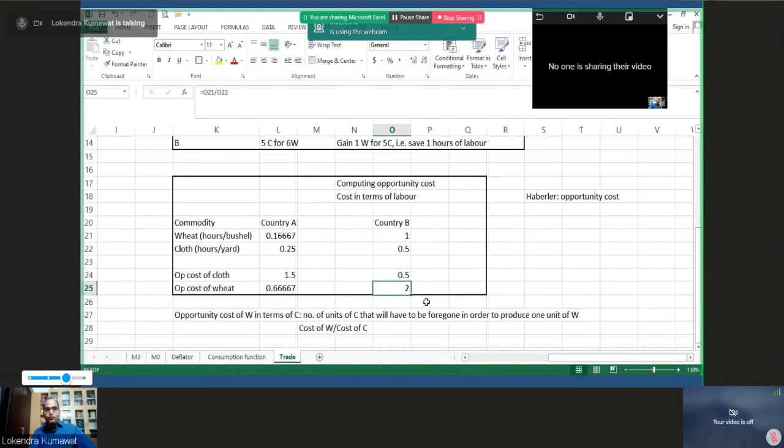So to produce 1 unit of wheat in country A, you just have to sacrifice 2/3 unit of cloth, but in country B, you have to forego 2 units of cloth.